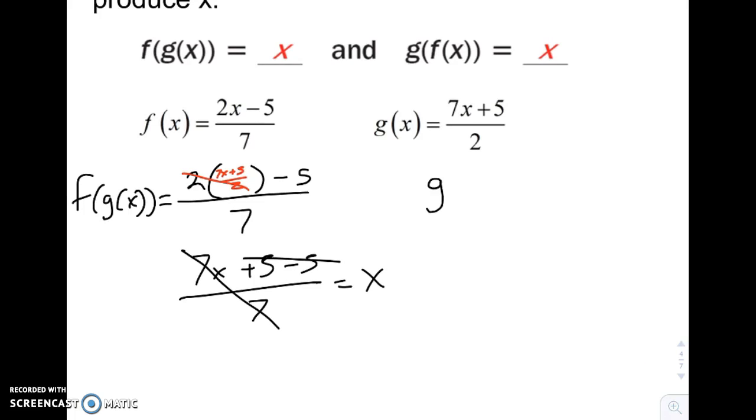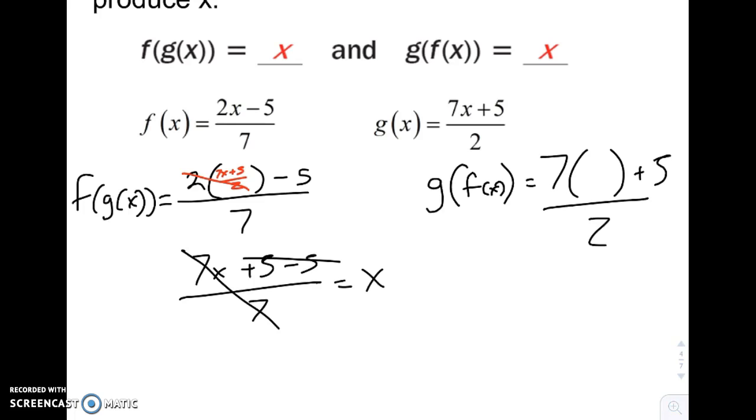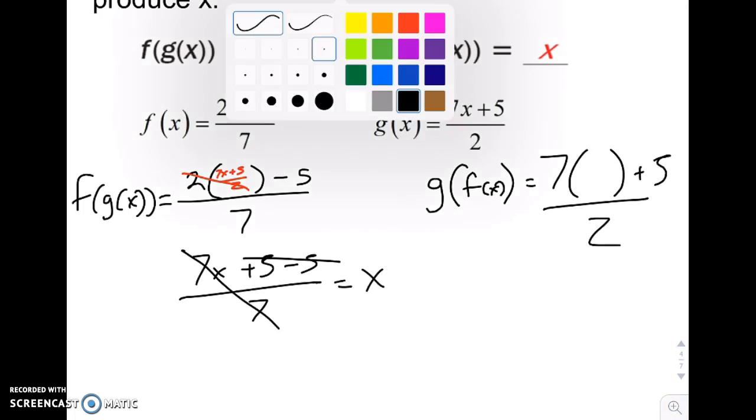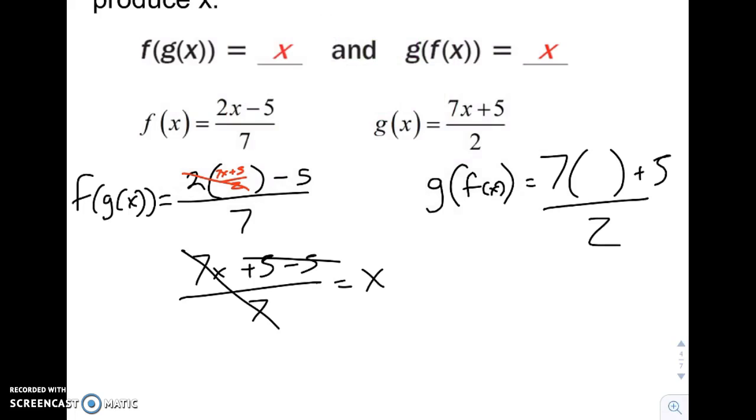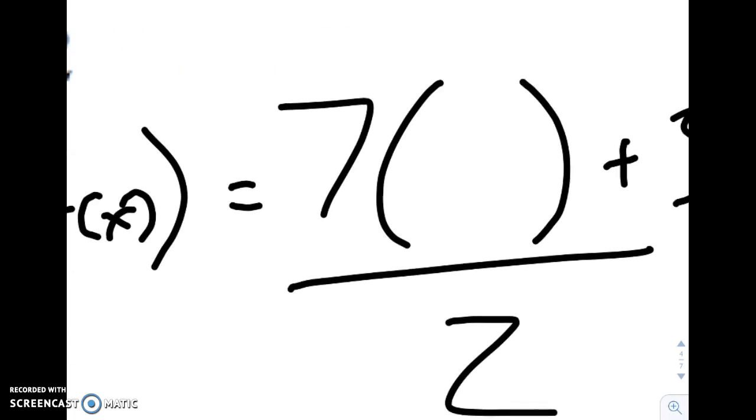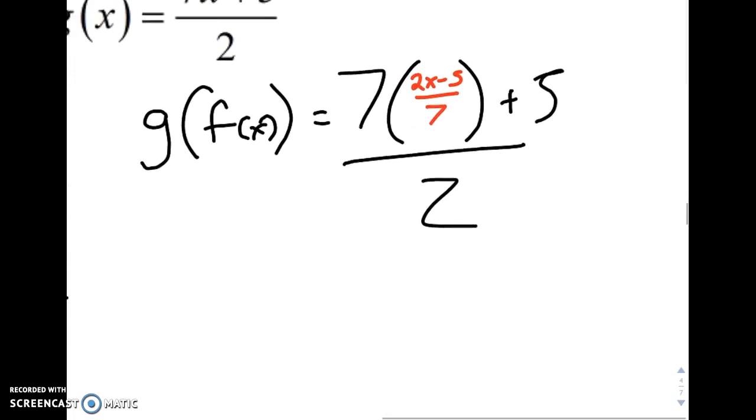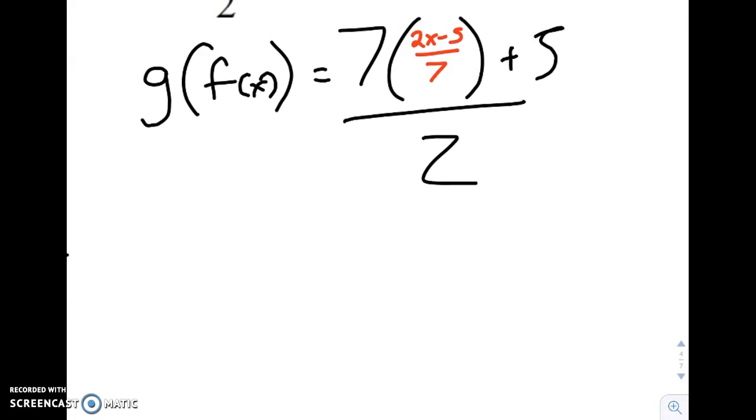So g of f of x. Start with g, so you've got 7 times your input plus 5, all over 2. This time we're going to input f, so I go 2x minus 5, 2x minus 5 all over 7. And I begin to just cancel things out. You're really just kind of proving it. You're not really discovering anything.